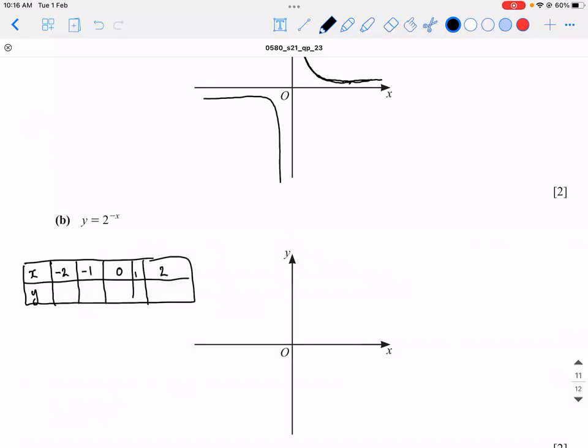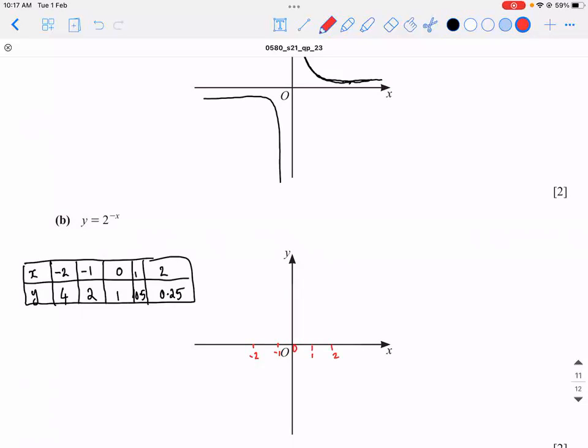If it is 2 to the power of -2, minus 2, it becomes 2 to the power of 2. It becomes 4. This becomes 2. This becomes 1. 2 to the power of -1 is 0.5. 2 to the power of -2 becomes 0.25. Then you can substitute these values. So this is 0, -1, -2. This is 1 and this is 2.